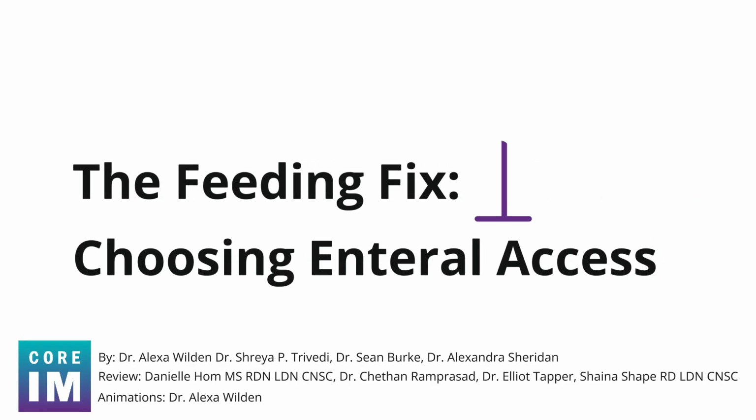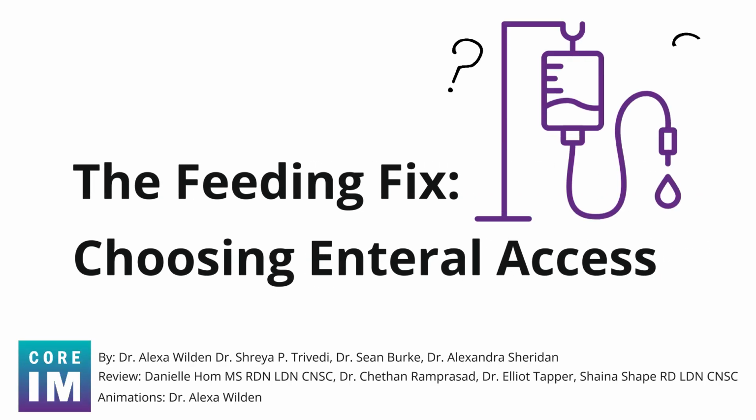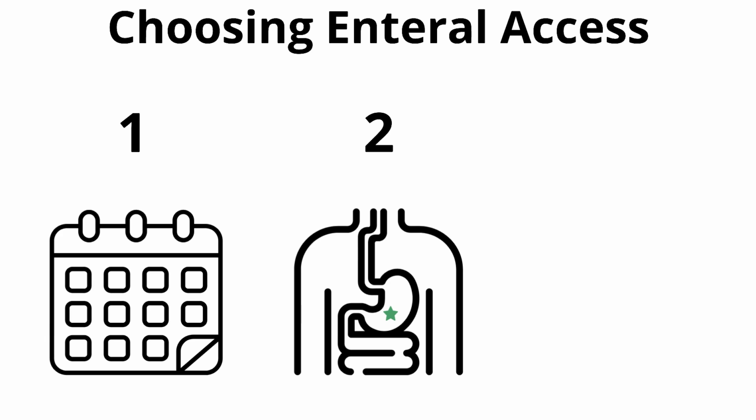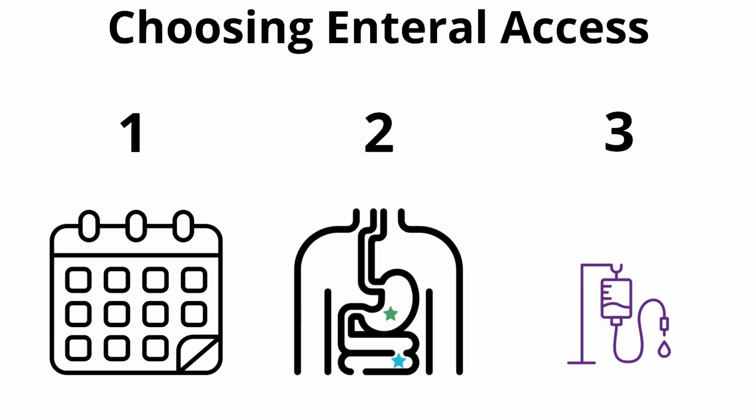Okay, everyone, it's time to start tube feeds for your patient. What enteral access do you choose and why? Let's dive in. Choosing the optimal enteral access depends on three key factors. One, how long do you think your patient will need enteral access? Two, where does the enteral access need to terminate in the GI tract? And number three, is the enteral access needed for nutrition, medications, decompression, or all of the above?